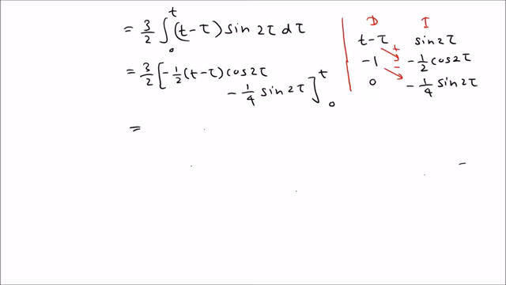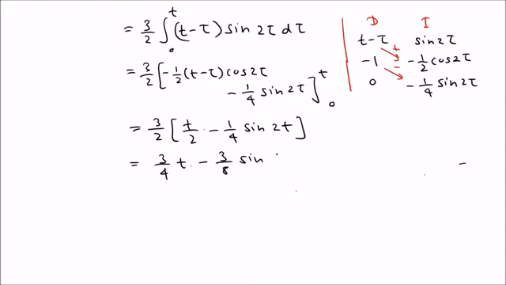If you plug in t, the first term is 0. And then if you plug in 0, you get t over 2. And from the next one, when you plug in 0, you get 0. When you plug in t, you get negative 1/4 sine 2t. And then finally, if you multiply it through, you get 3/4 t minus 3/8 sine 2t.